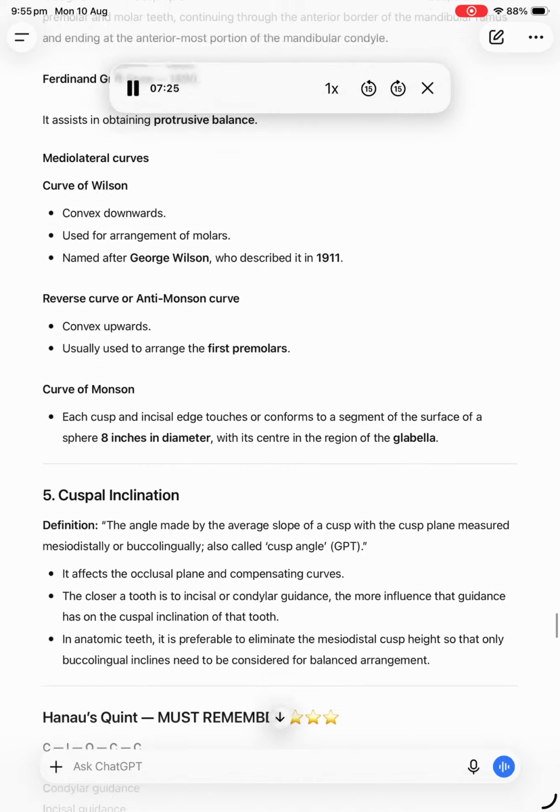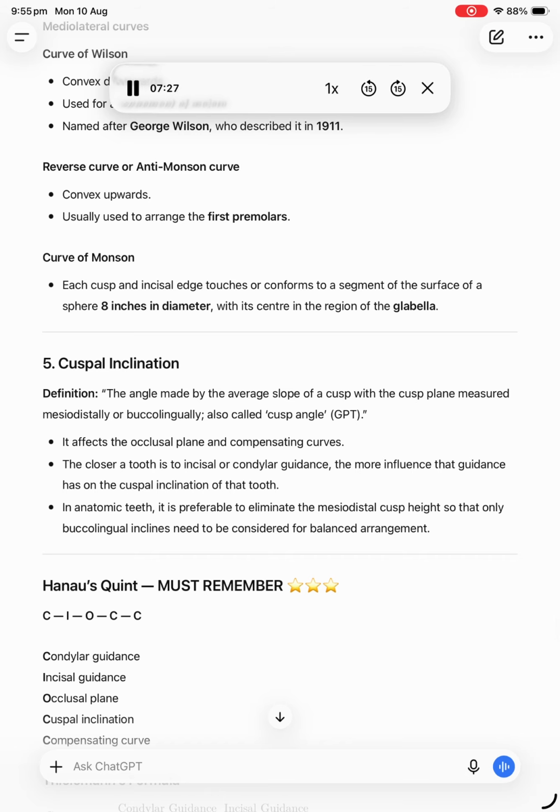Number 5. Cuspal inclination. Definition. The angle made by the average slope of a cusp with the cusp plane measured mesiodistally or buccolingually, also called cusp angle, GPT. It affects the occlusal plane and compensating curves. The closer a tooth is to incisal or condylar guidance, the more influence that guidance has on the cuspal inclination of that tooth. In anatomic teeth, it is preferable to eliminate the mesiodistal cusp height so that only buccolingual inclines need to be considered for balanced arrangement.